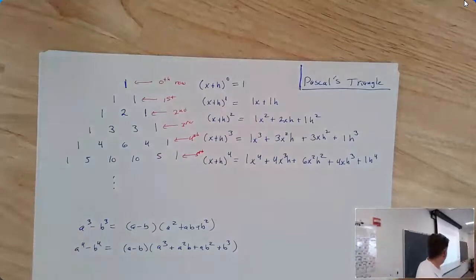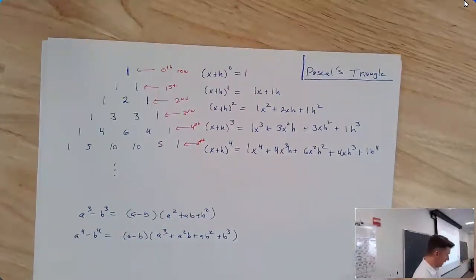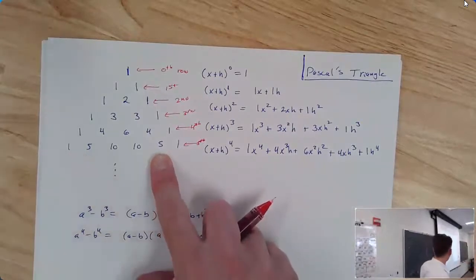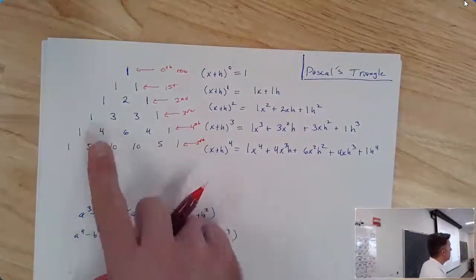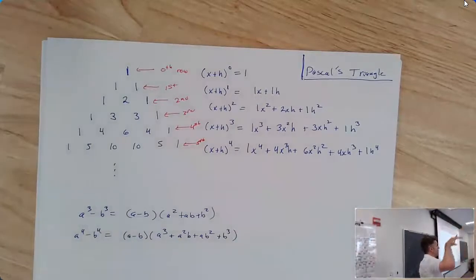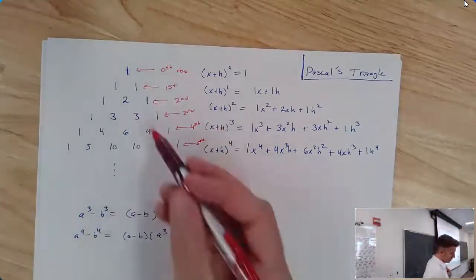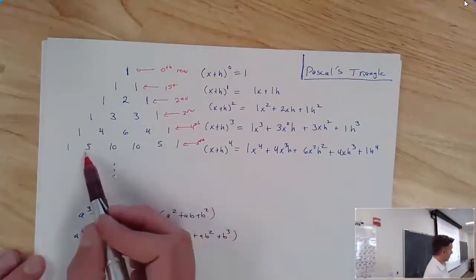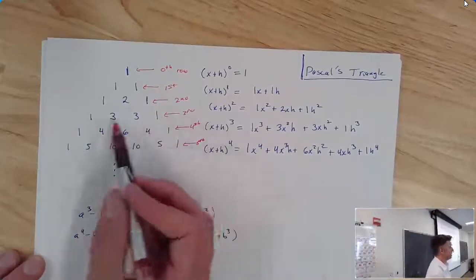And so if I wanted to multiply x plus h to the fifth, I would use the fifth row. If I wanted to multiply x plus h to the fourth, I would use the fourth row. So whatever power I have, that's the row I want to use. And notably, whatever row number I'm using, the second entry of that row is always that number, right? In the fifth row, the second entry is 5. In the fourth row, the second entry is 4, and so on and so on.